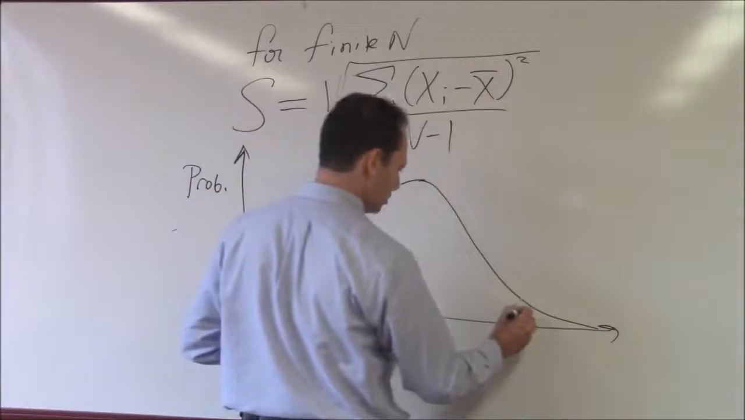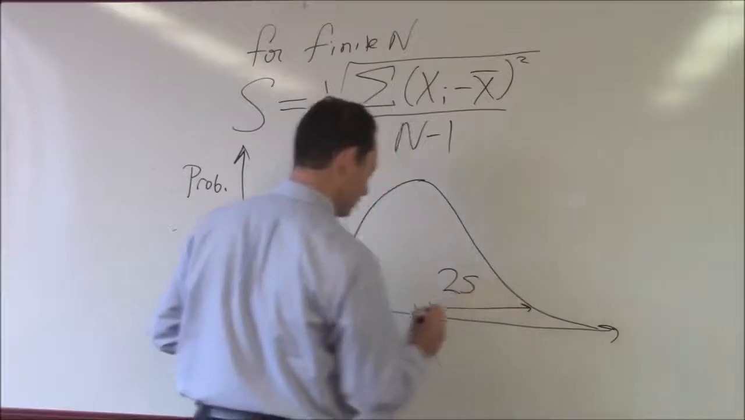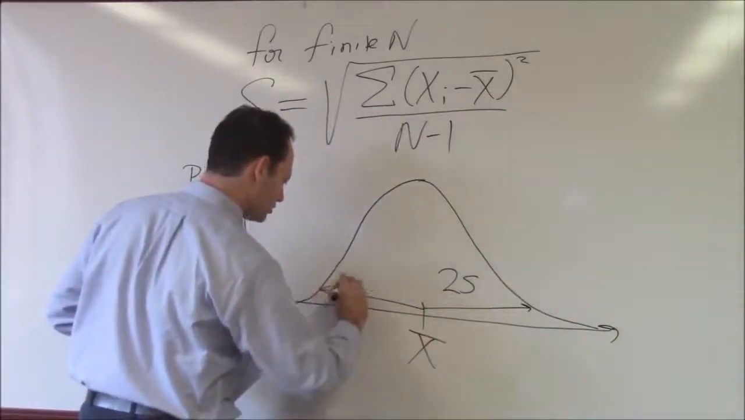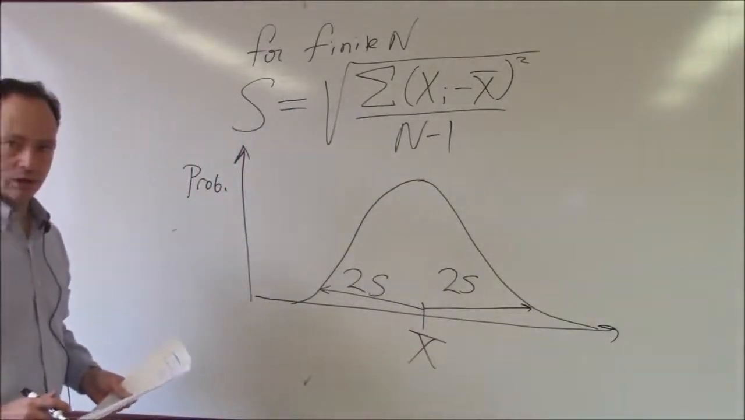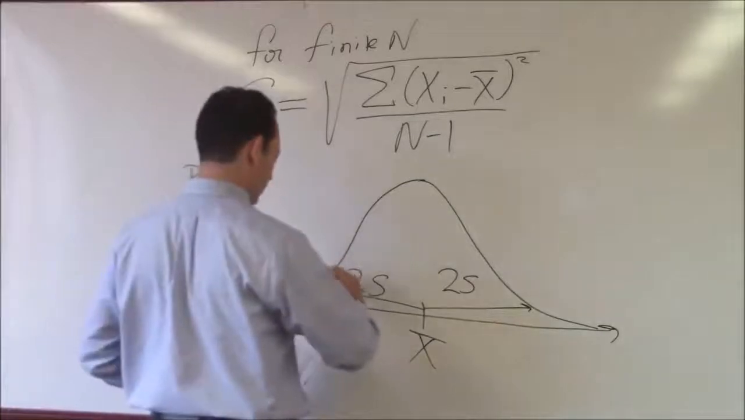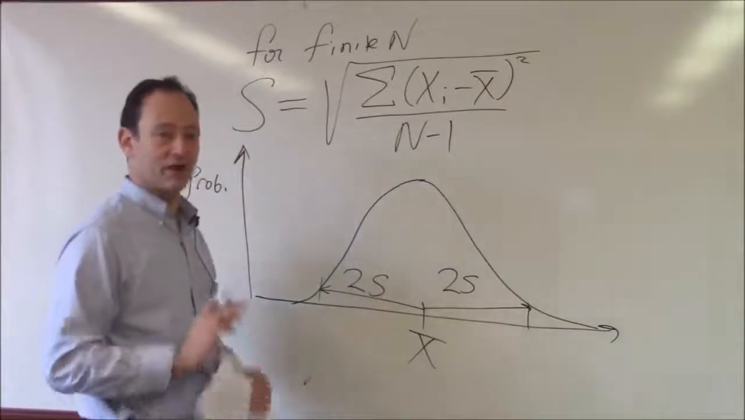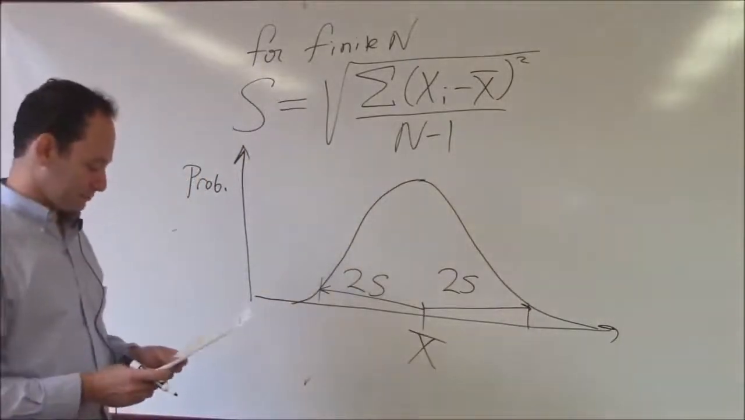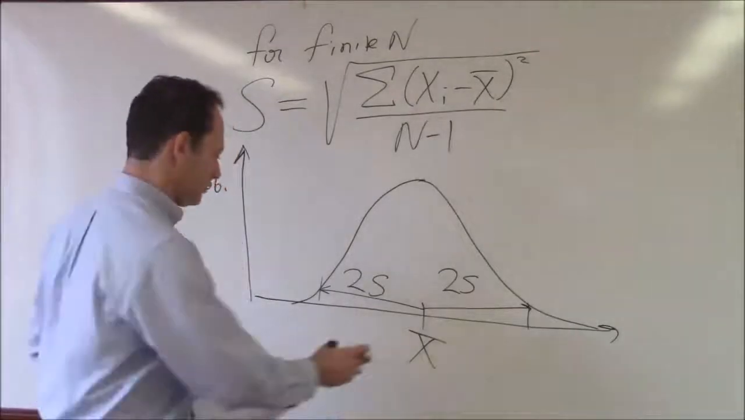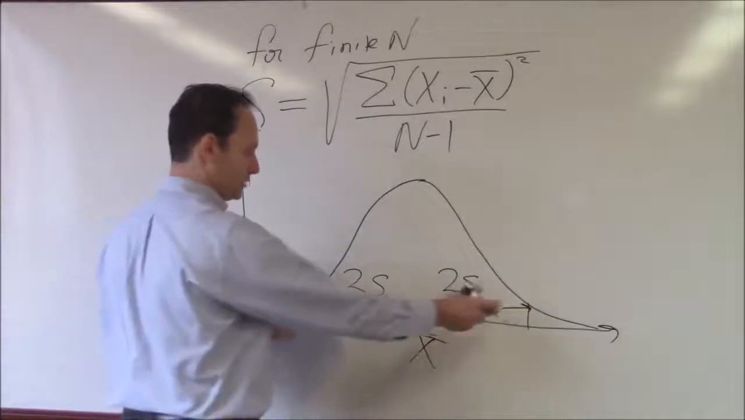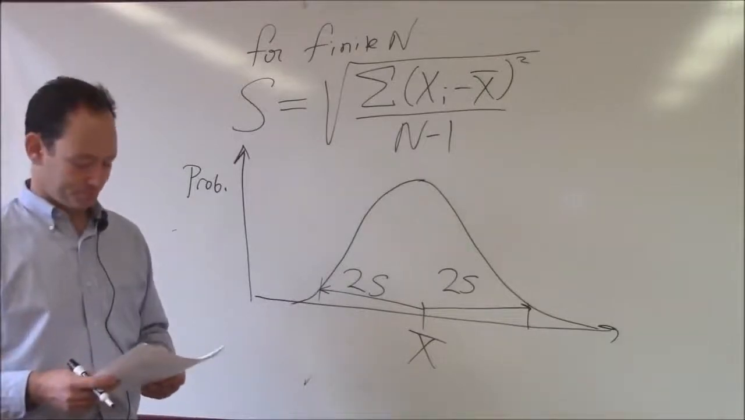If you go two standard deviations in either direction, you will include 95% of the data. So 95% of the area under this curve, 95% of the possibilities. So one thing we can do is we can say, all right, this sample mean plus or minus 2s includes 95% of the data.